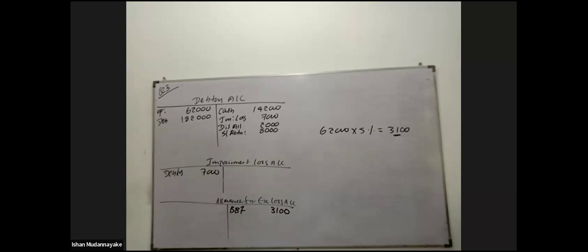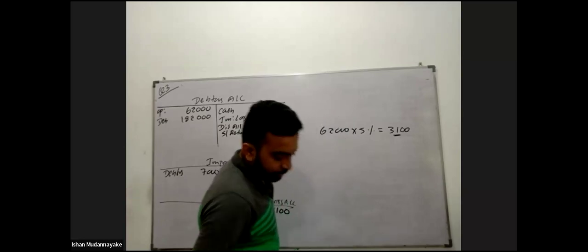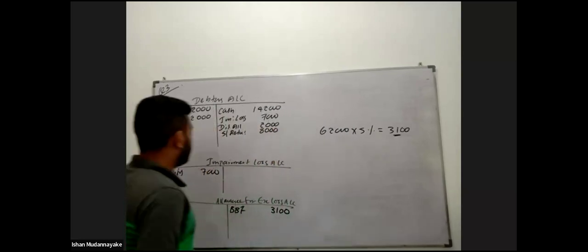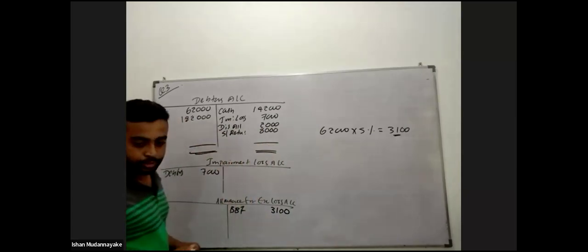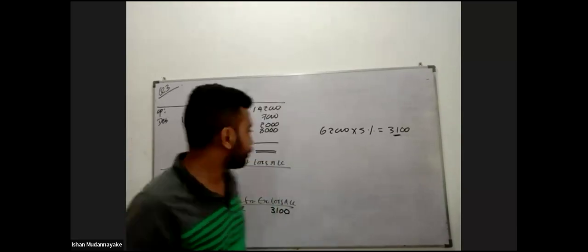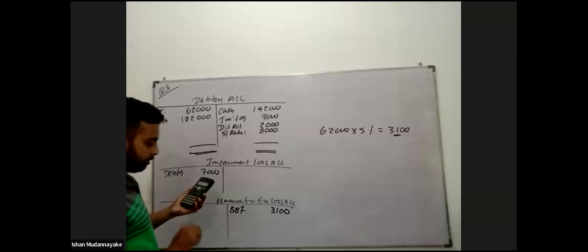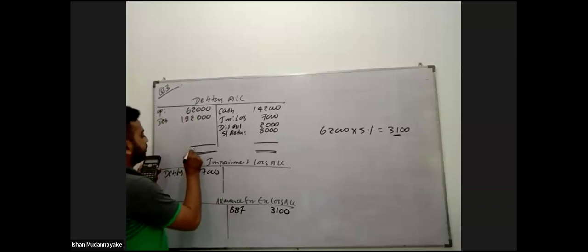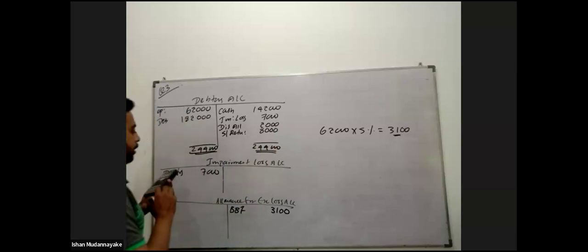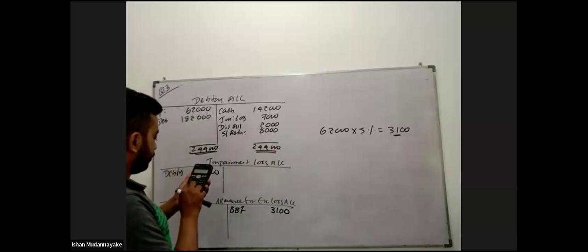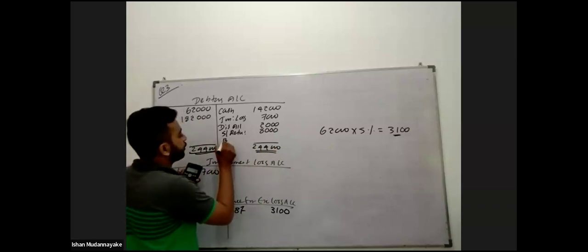Okay, BBF amount 3,100. Students, right now we can calculate the closing allowance for expected loss. Before that, calculate the closing debtors balance. How much is the closing debtors balance? Here, 62,000 plus 182,000, 244,000. Then 244,000 minus 142,000, 7,000, 2,000, and 8,000. Closing debtors balance 85,000. Balance carried down 85,000.